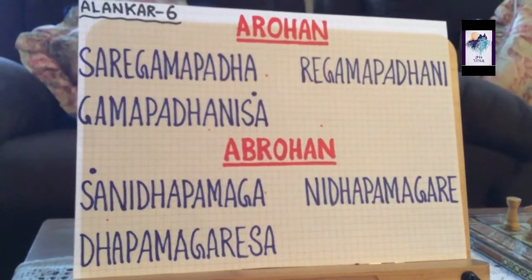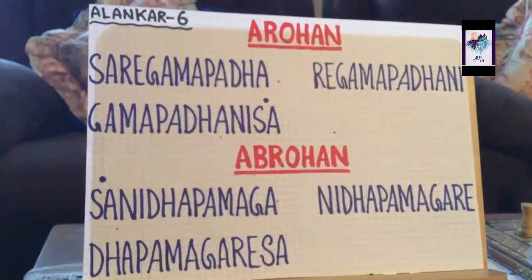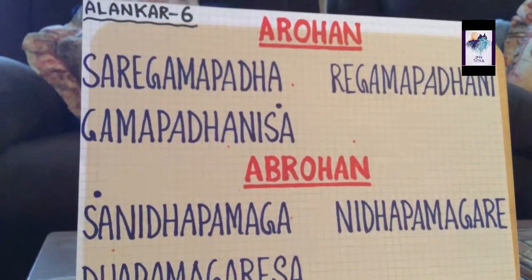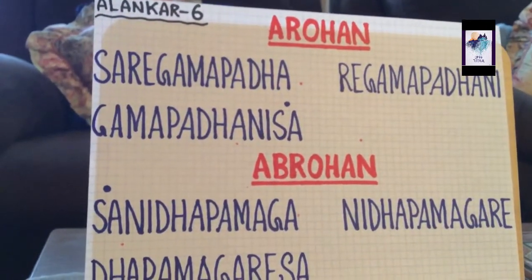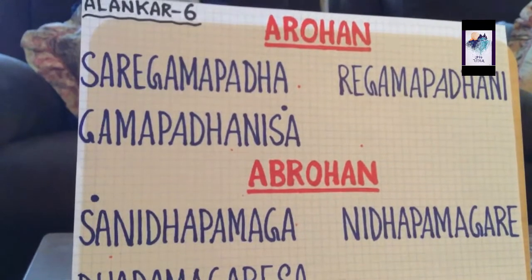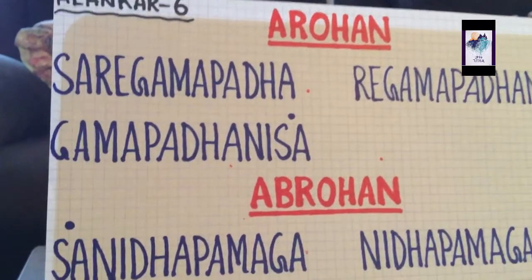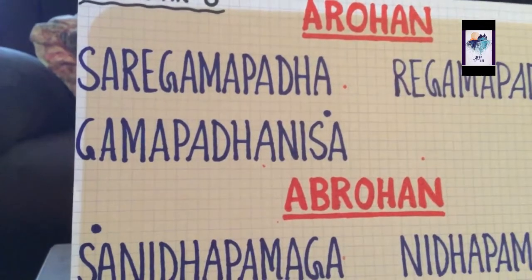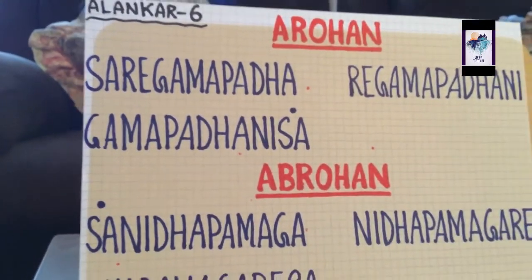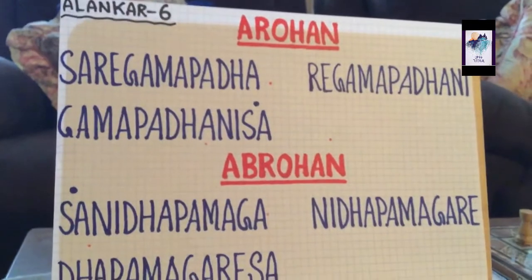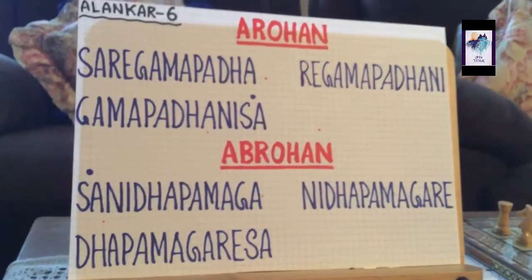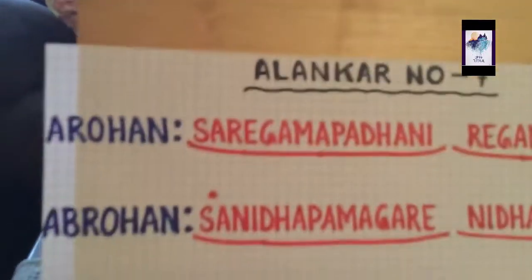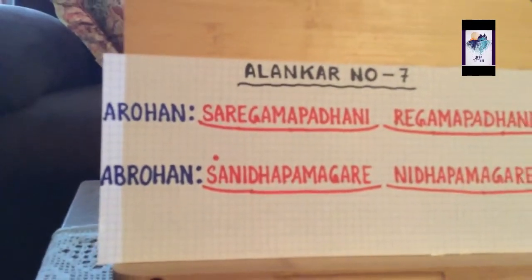So, yeah, another mistake is there. I didn't put the curve under each beat, not under each note, each beat. Because here there are 6 notes in each beat: sa re ga ma pa dha, 6 notes in each beat. So we have to put the curve under each beat. Okay, clear? Now the last Alankar, Alankar number 7.